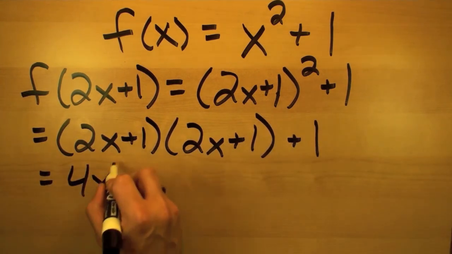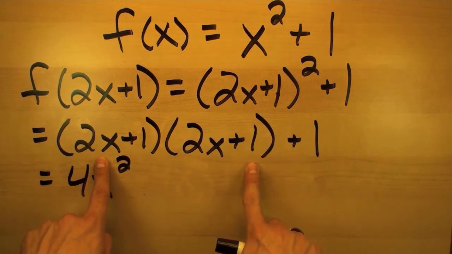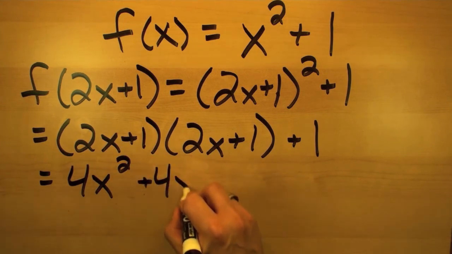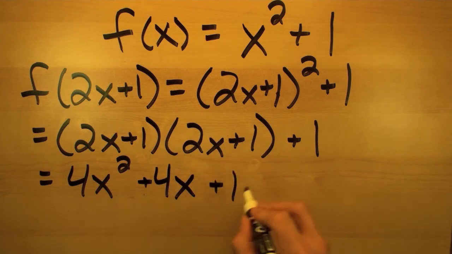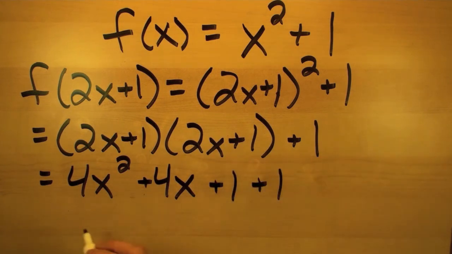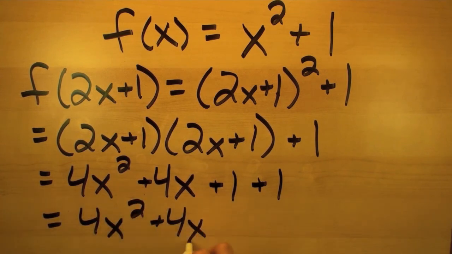which is 4x squared. When we multiply the first terms, we get 4x squared. The outer terms give us 2x and the inner terms give us 2x, so together that gives us 4x. And when we multiply the last terms, we get a plus 1, and then we have this plus 1, giving us altogether 4x squared plus 4x plus 2.